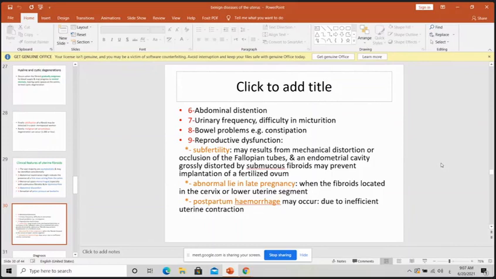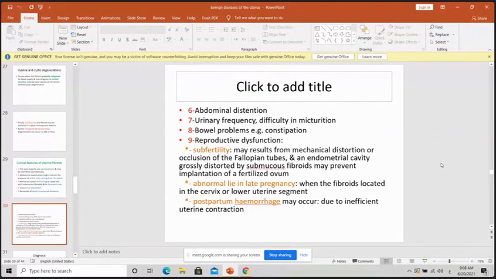يعني المرأة حبلت، ما عندها مشكلة بالfertility. يعني for example the fibroid وين موجود؟ بالcervix أو بالintramural أو subserosal أو in the lower uterine segment. لكن إذا الفايبرويد موجود in the lower uterine segment، يعني if it is located below in the cervical one or large fibroid in the lower uterine segment, this will lead to an abnormal lie in late pregnancy.